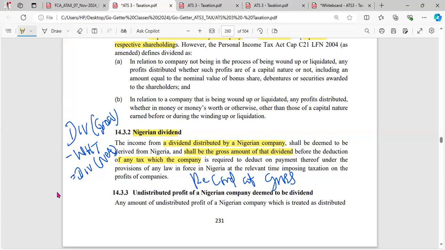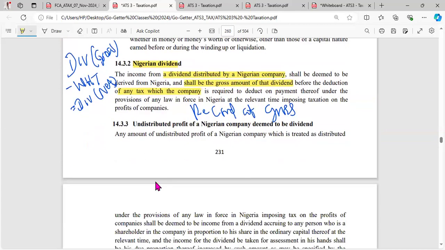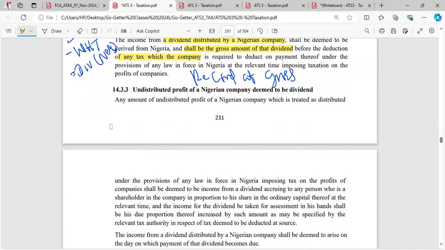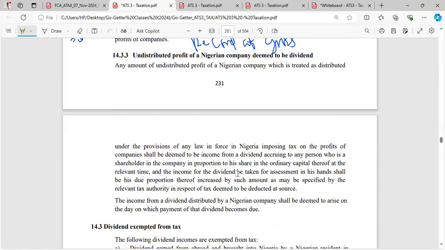We have undistributed profits of a Nigerian company deemed to be dividend. Now, they said any amount of the undistributed profits of a Nigerian company which is treated under the provision of any law in Nigeria imposing tax on benefits of the company shall be deemed to be derived from a dividend to any person who is a shareholder in the company in proportion to his share. So what they are telling you here is this.